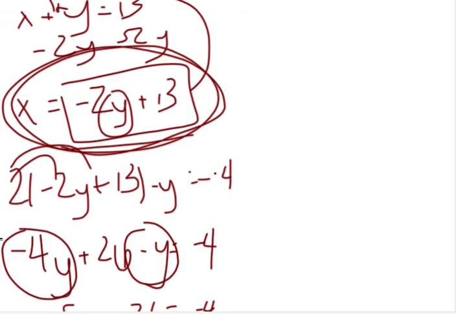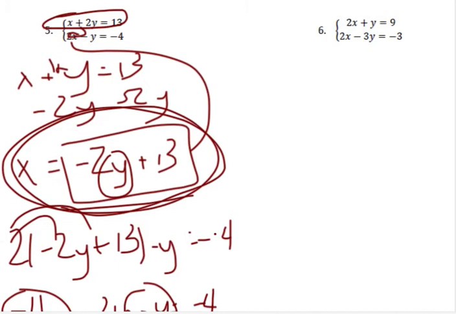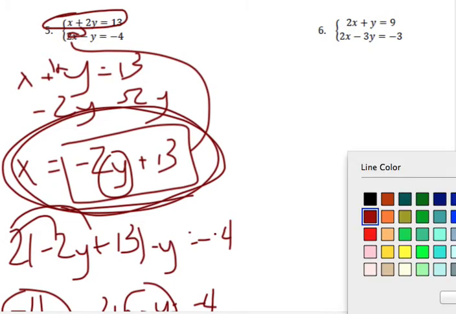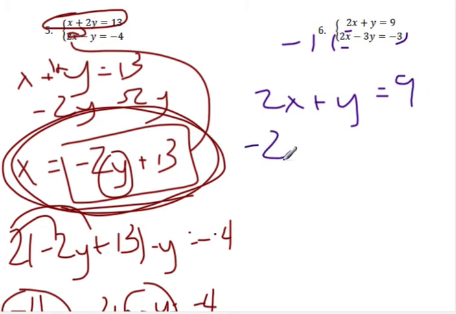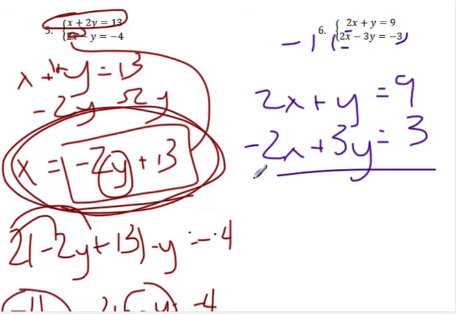Then let's take a look at number 6. For number 6, I'm going to go ahead and use elimination. I see that my x's already have the same number, so all I need to do is create opposites. So what I'm going to do is multiply the bottom one by a negative 1. So I have 2x plus y is equal to 9. So I'm going to multiply everything by a negative 1. So it's going to create opposites on the bottom. So everything changed signs when I multiply by a negative 1.